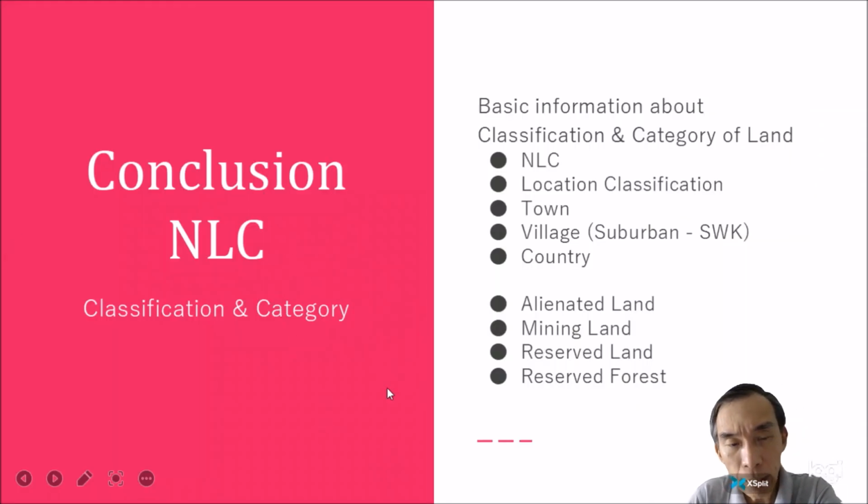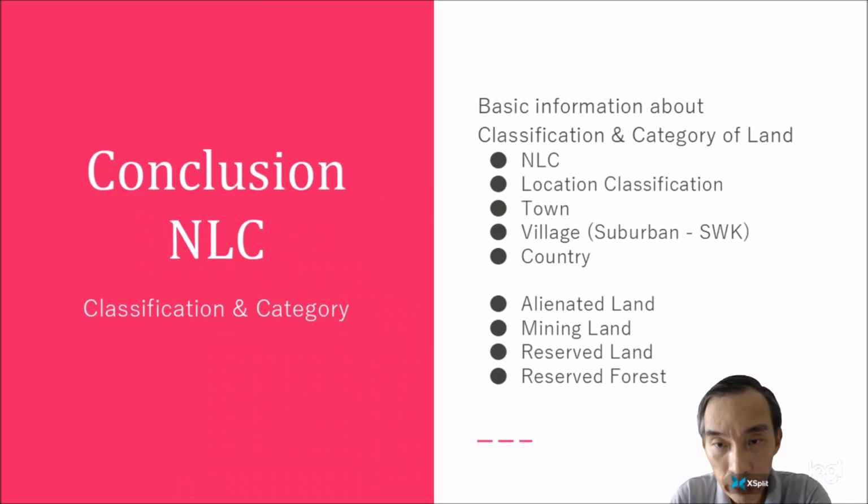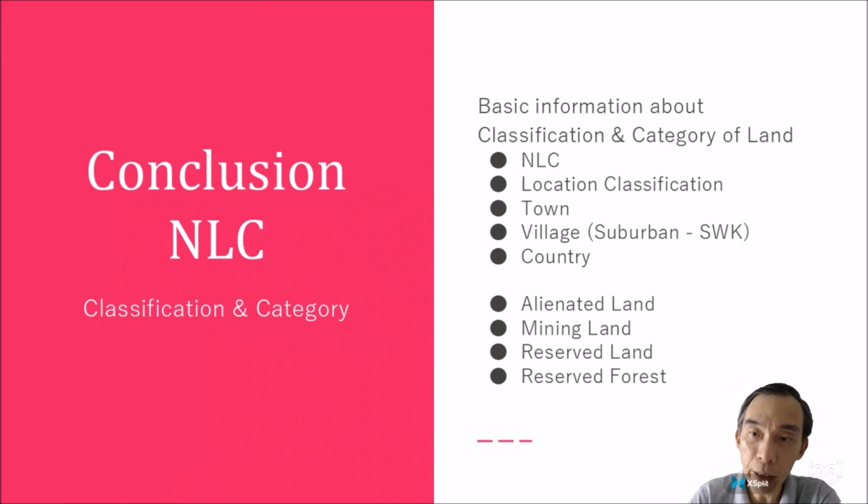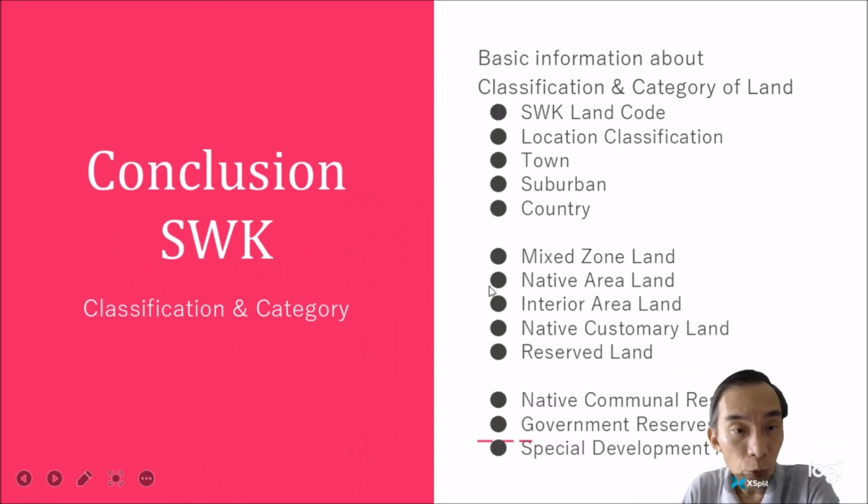Right, I would like to conclude. In the National Land Code, the basic information is that the category of land use and classification is location dependent: how far away it is from the seashore, and also town land, village land, country land. This is quite standard; we understand it as location dependent. For Sarawak, they call it alienated land, mining land, reserve land, and reserve forest, whereas for Sarawak it is more complicated. It adds these 5 classifications: mixed zone land, native area land, interior area land, native customary land, and reserve land.